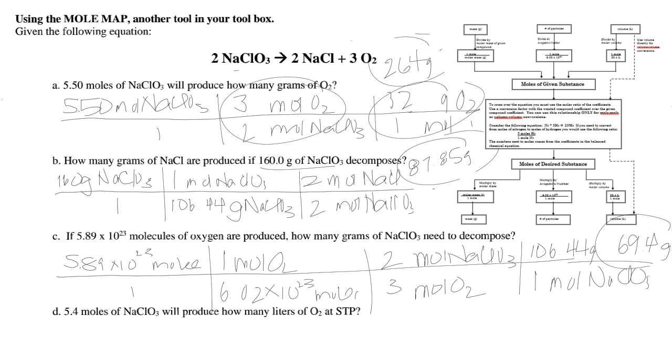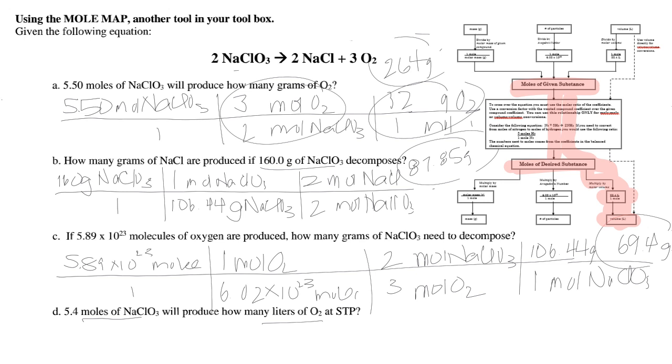Okay, so last problem. We have 5.4 moles of NaClO3, how many liters? All right, well, let's figure out what steps we're going to have to take. So I have moles of given, it's already given to me. I want to get to liters. So the first thing, I'm going to have to use my coefficients to cross the bridge in order to get from what I have to what I want. And then my conversion is 22.4 over 1. So the path I'm going to take is I'm going to use coefficients and then use 22.4.